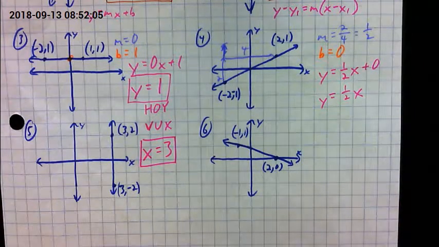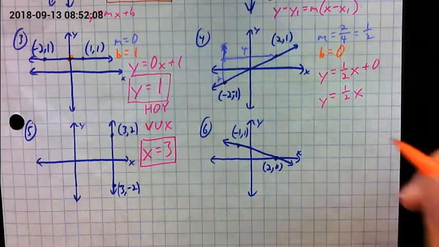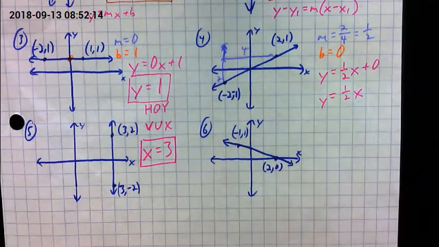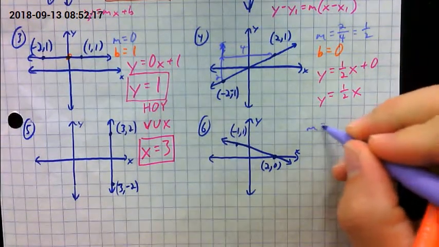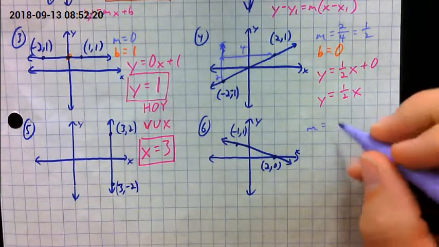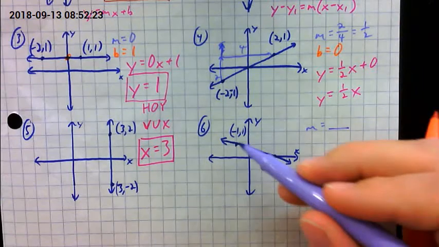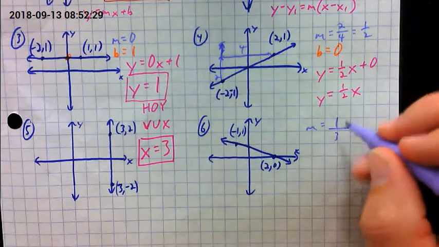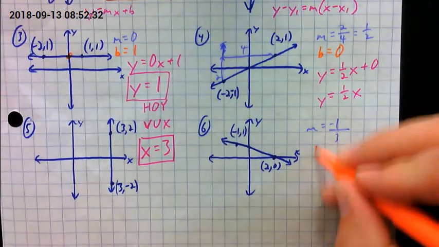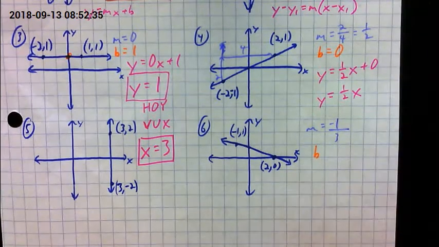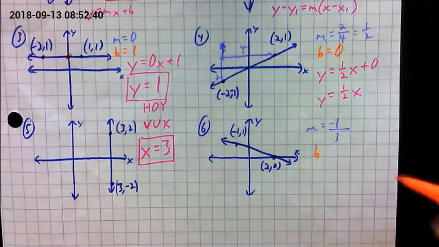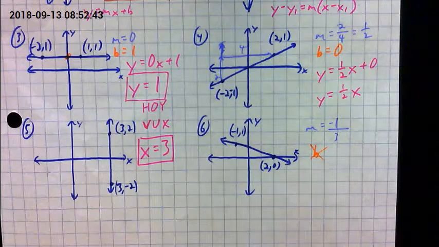Alright. Last one like this, and then we have to do a little bit with inequalities. Number 6, we have slope. We're going down 1 and over 1, 2, 3. Our y-intercept. Well, do we see the y-intercept on this one? Is it easy to identify? No. So we're not going to use y-intercept. So that means that we have to use point-slope form.